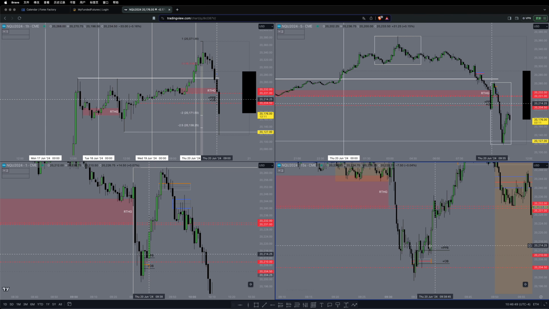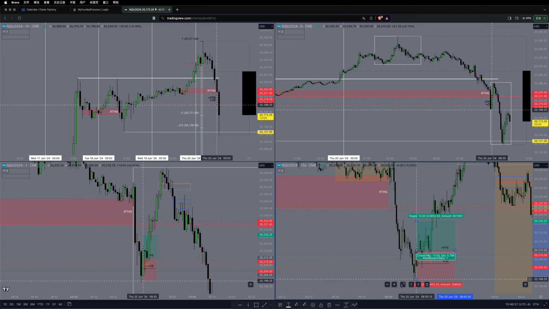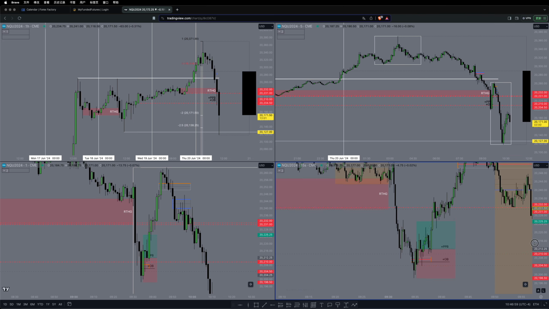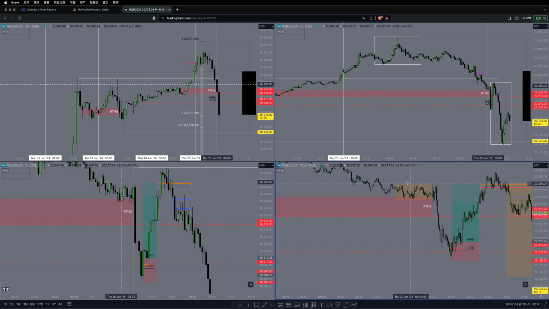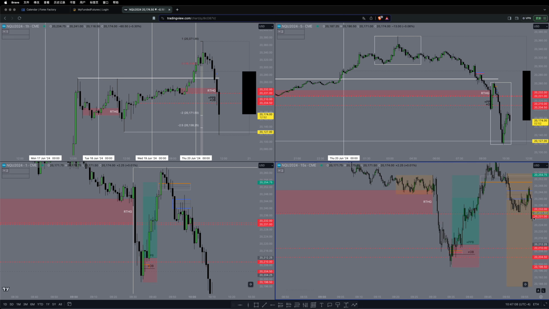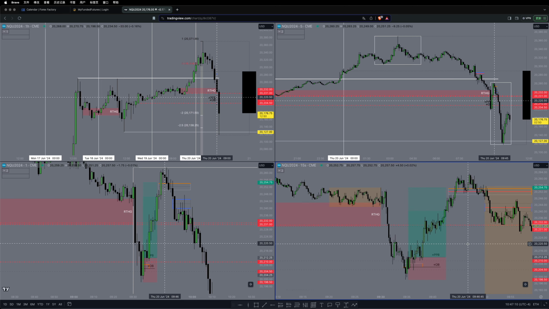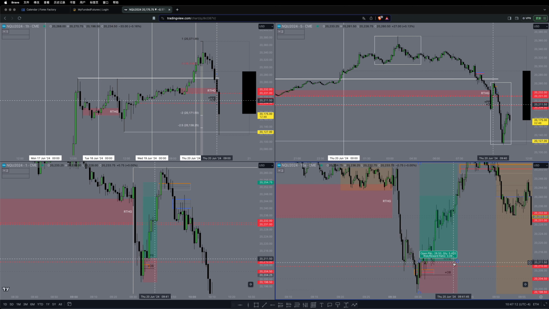And that's where I entered it. Entered here. Stop loss at the low. Aiming for this equal high, short-term buy-side liquidity. And yes, that's how it pays out.